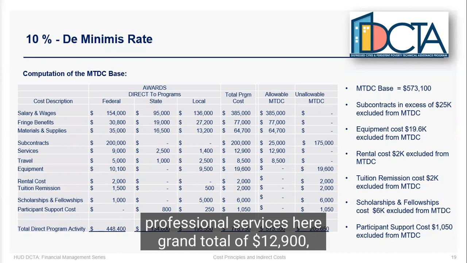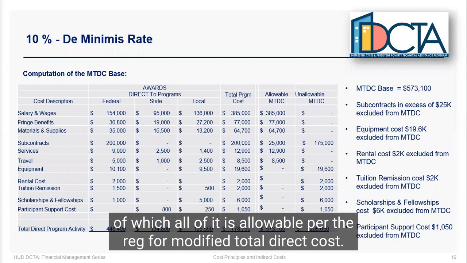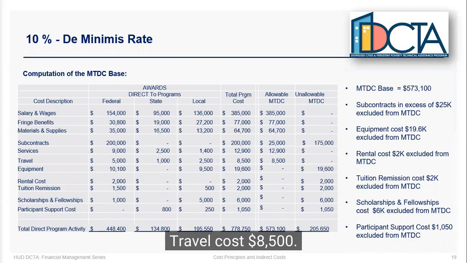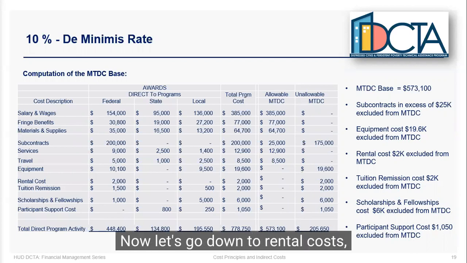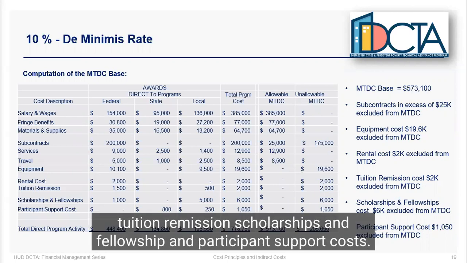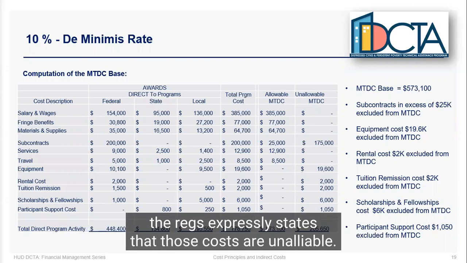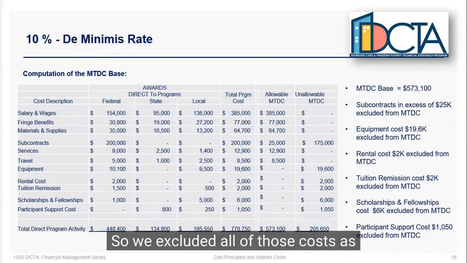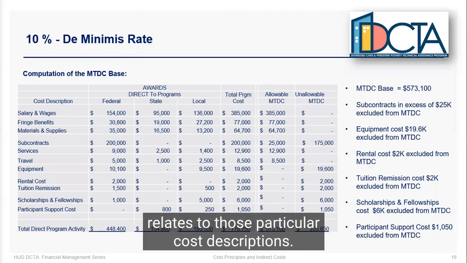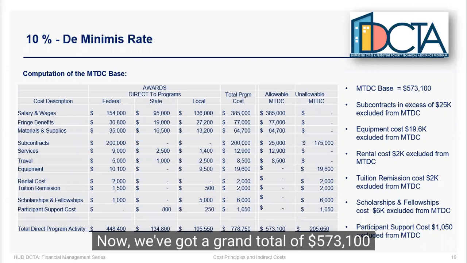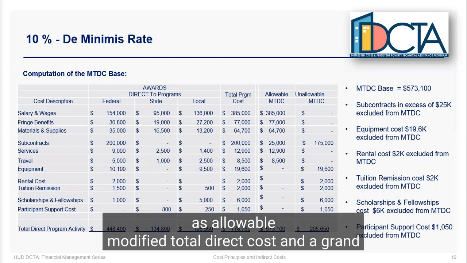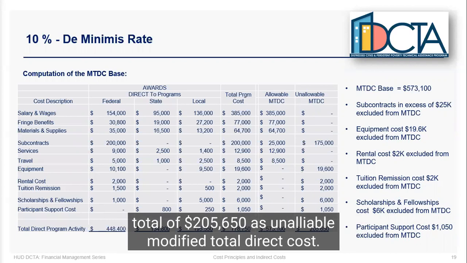Services, professional services here, grand total of $12,900, of which all of it is allowable per the regs for modified total direct costs. Travel costs, $8,500, all of it is allowable. Now let's go down to rental costs, tuition remission, scholarships and fellowship, and participant support costs. None of those costs are allowable because the regs expressly states that those costs are unallowable. So we excluded all of those costs as it relates to those particular cost descriptions. Now we got a grand total of $573,100 as allowable modified total direct costs, and a grand total of $205,650 as unallowable modified total direct cost.